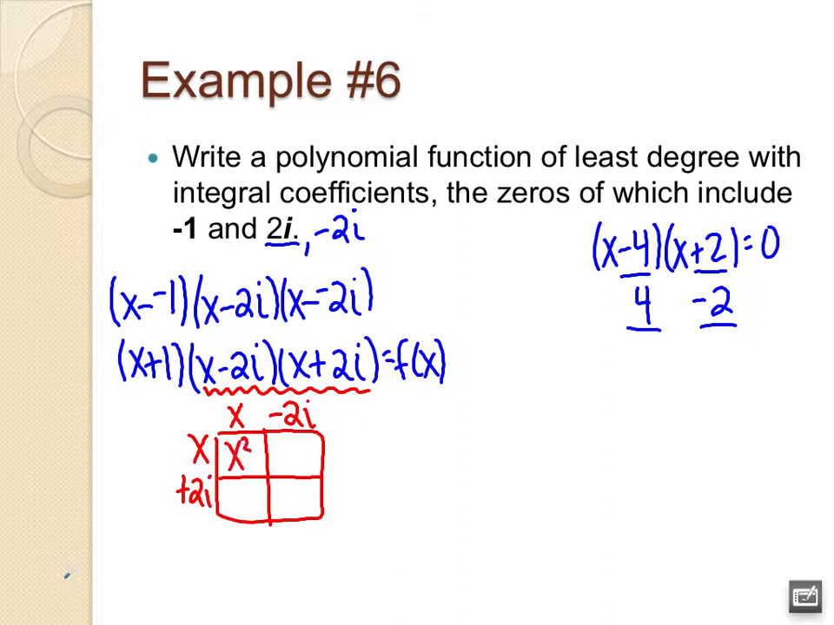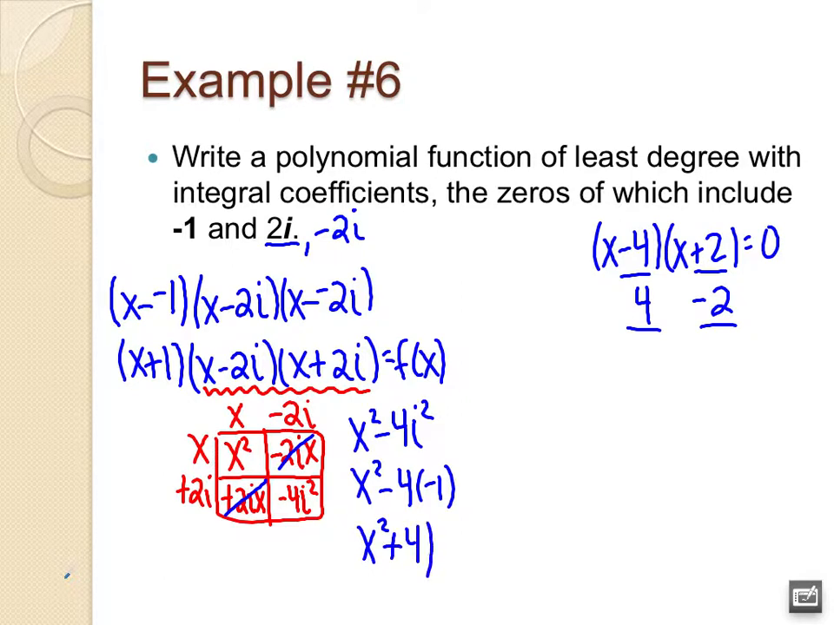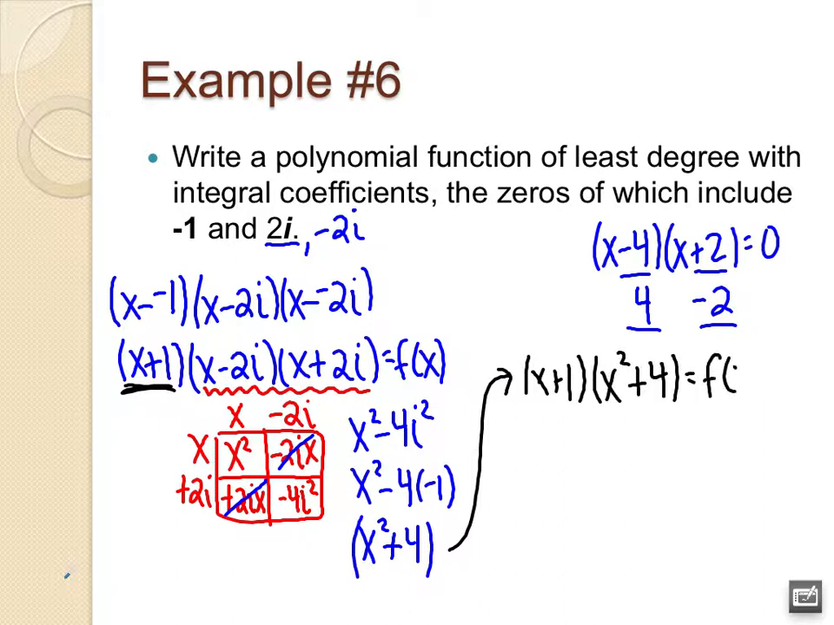This becomes x squared, -2i x, positive 2i x, and -4i squared. What you should notice is positive 2i x cancels with -2i x. I get x squared subtract 4i squared. Remember that i squared is -1. So I end up with x squared plus 4. Don't forget, though, that you still have this x plus 1. So now over here, I have x plus 1, x squared plus 4. This is equal to f of x.